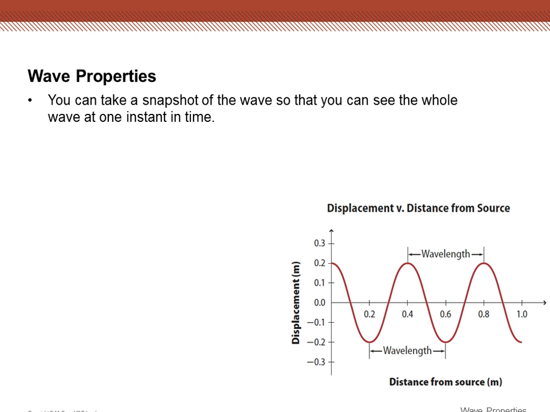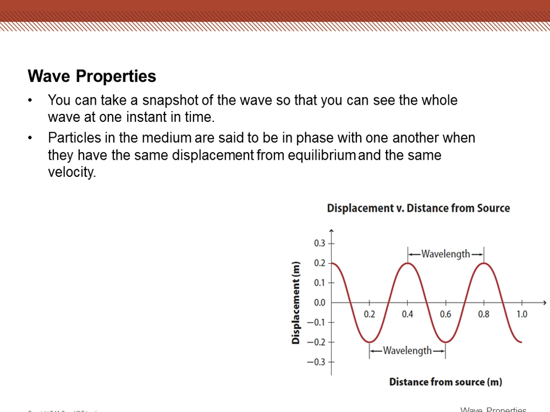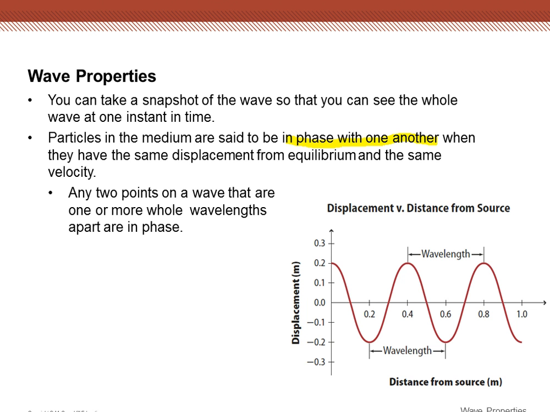If you take a snapshot of the wave, you're able to see the whole wave at any one instant in time. And if we look at different particles along the wave, all the particles that are the same distance from the equilibrium point, we say that those are in phase with one another. So anytime we say that this particle is in phase with another particle, that means they're the same distance away from the equilibrium point. Any 2 points on a wave that are one or more wavelengths apart are always in phase. For instance, this crest is one wavelength away from this crest, so they are the same distance away from the equilibrium. They are in phase. This point here is one wavelength away from this point over here, and so they are in phase with one another.